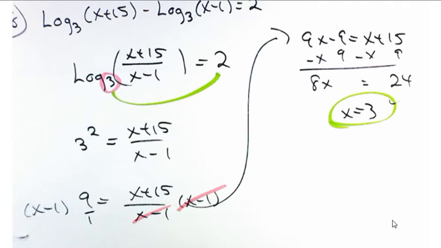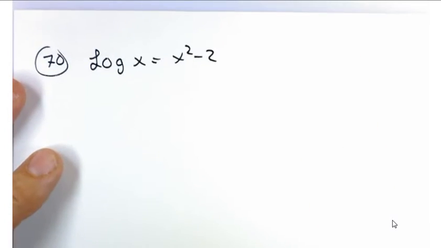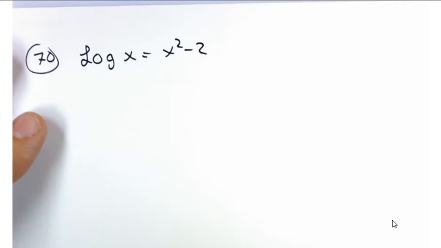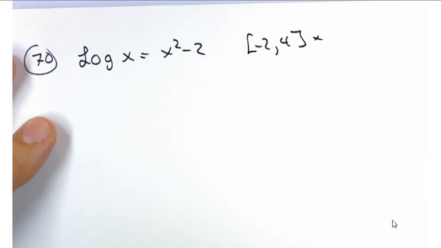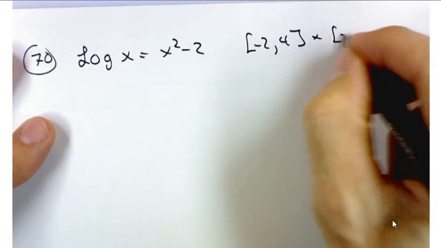Let's take out our calculators and take a look at problem number 70. Some of these problems don't solve algebraically quite so nicely, but there's other ways that we can do this stuff. Problem number 70 asks us to find the solution to log of x equals x squared minus 2. We're going to do that by looking at our calculators and playing around with those. So negative 2 to 4 and negative 3 to 5 would be the window that I would suggest.